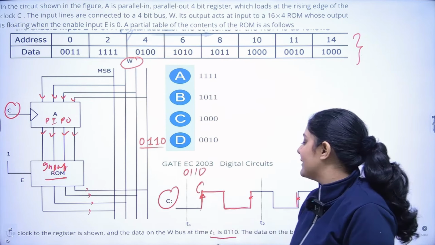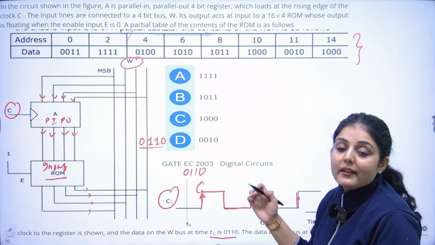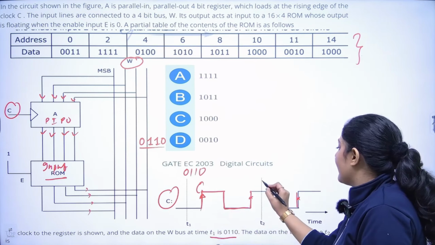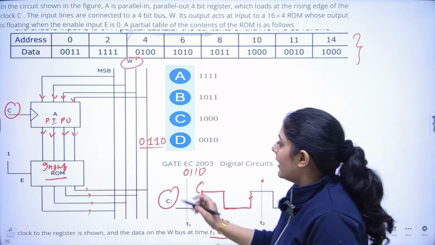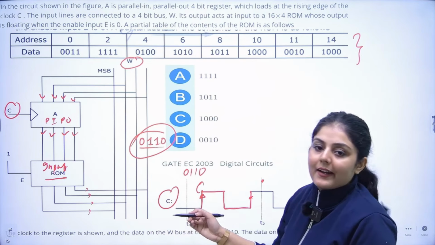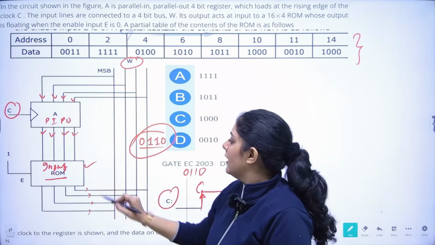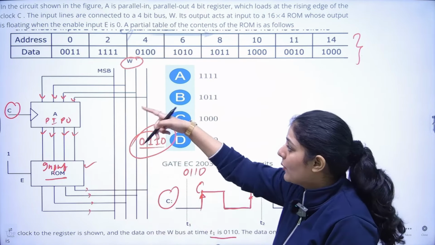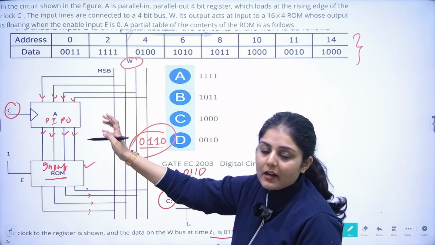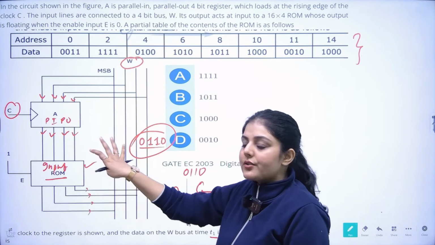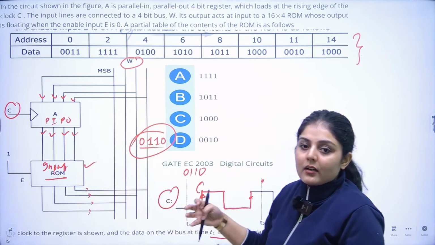0, 1, 1 and 0. They are asking me what will be the data inside the bus at time t2. Now this data will act like an address to the ROM, right? It will go inside the PIPO, that is parallel in and parallel out, and it will act like the address to the ROM.